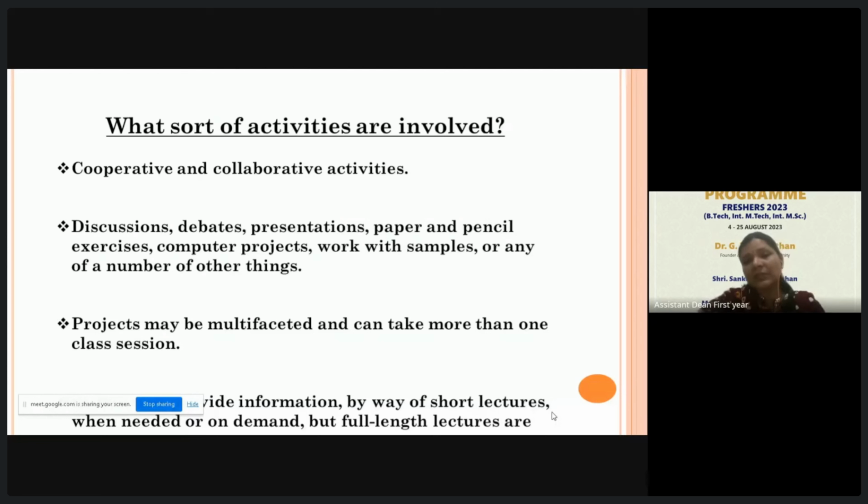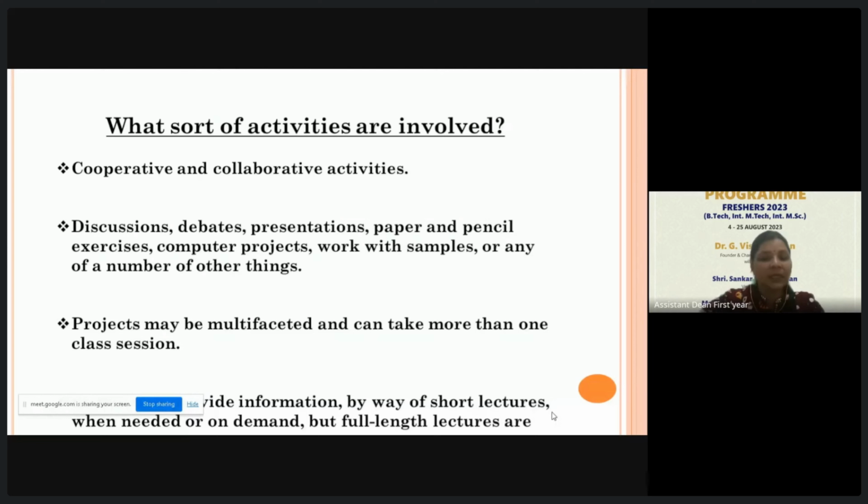So what sort of activities can we involve when we are going through CALTech? They can be cooperative and collaborative activities. Different types of discussions can be involved. Debates are there, presentations are there, simple paper and pencil exercises are there. Because the computer part is an integrated part of every branch here, computer projects, work with samples, or any of a number of other things can be involved. As I mentioned, that totally depends upon the students, the teacher, as well as the content of the particular question paper. Projects may be multifaceted and can take more than one class session.